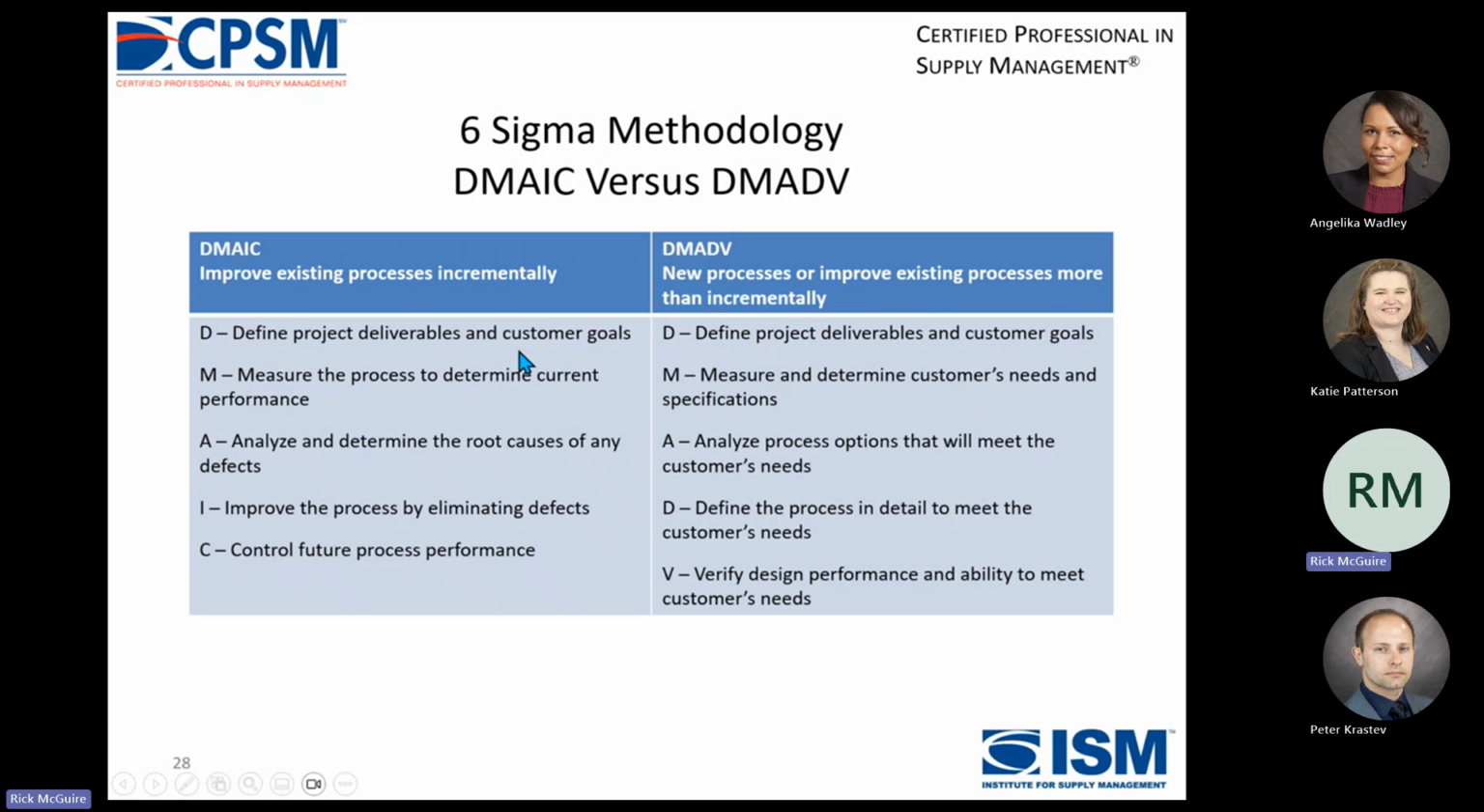So define project deliverables and customer goals. Those are the same. Measure the process to determine current performance. And here you're measuring it to determine customer needs and specs. Analyze and determine the root cause of any defects. And here you're analyzing process options that will meet the customer needs. Improve the process by eliminating defects. You don't have that here. You have design the process in detail to meet the customer needs, and then control for DMAIC and verify down here.